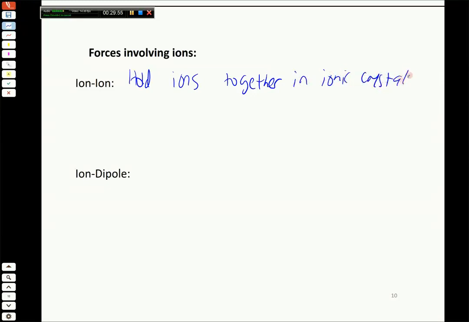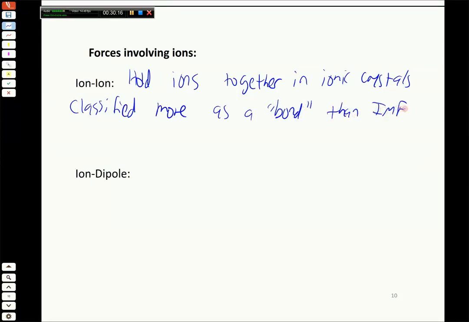When you have two oppositely charged ions, they interact with each other very strongly, and these are classified more as a bond than as an intermolecular force. This is one of those ambiguous categories. We call this an ionic bond, or we call it an intermolecular force. Generally, these are thought of more as ionic bonds than as IMFs.